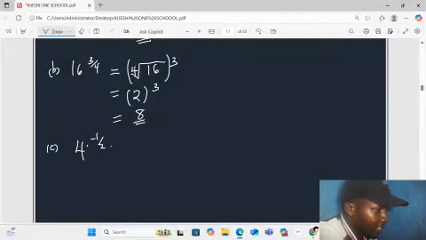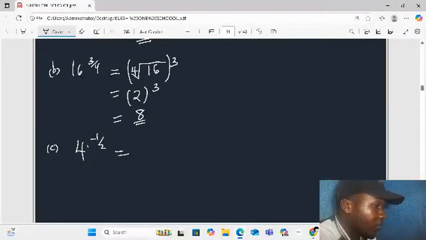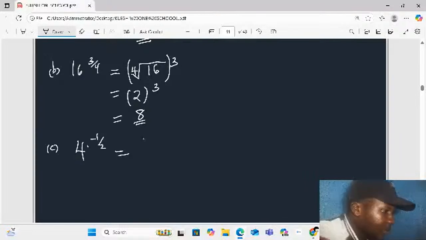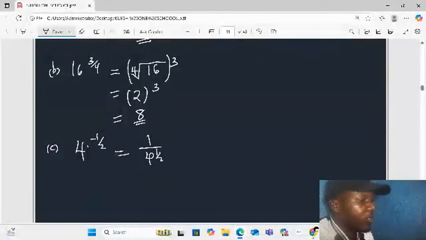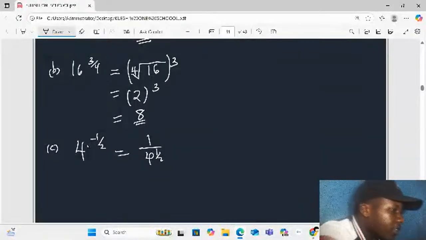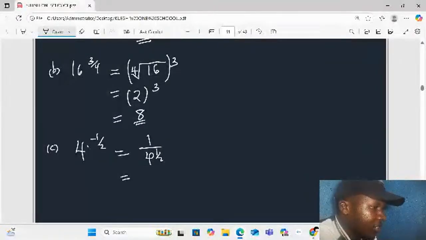So in this case, what we said on a negative index, we said that for you to do away with the negative sign, you have to find the reciprocal. So we find 1 over 4 to the half. That is what we said. Then you move to the next step. Now work out using the fractional index.